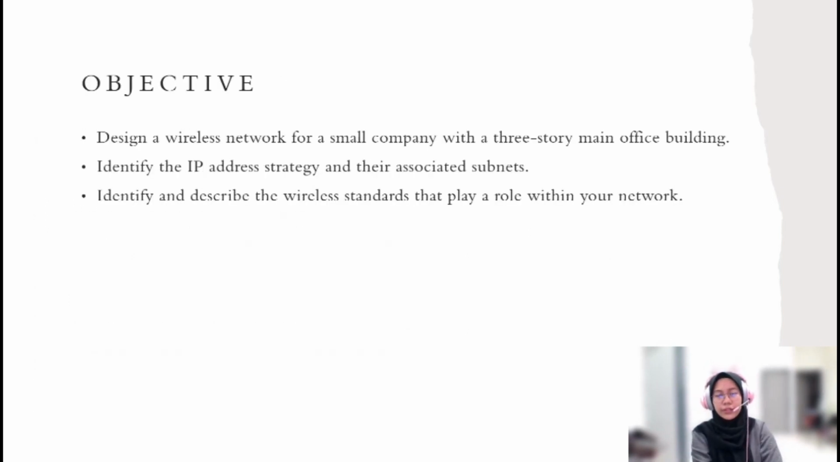Okay, for the next, for the group project is objective. First is to design a wireless network for a small company with a three-story main office building. Second one is to identify the IP address strategy and their associated subnets. And third one is to identify and describe the wireless standards that play a role within your network.